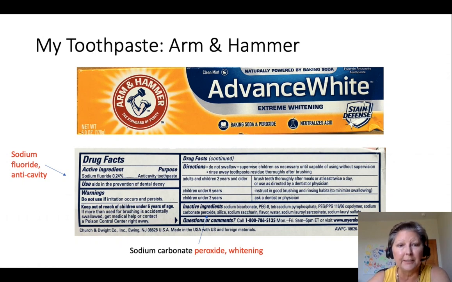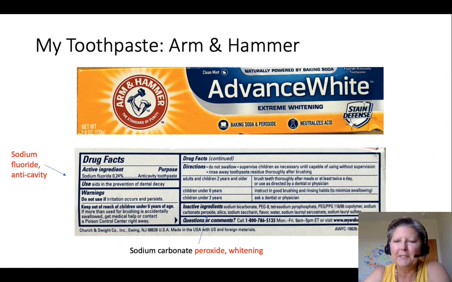Some whitening toothpaste may just have an abrasive, but most of them, if they really say they're whitening, then they're containing peroxides. You can see they're listed under inactive ingredients. The active ingredient is sodium fluoride, up on the upper left. But down under the inactive ingredients, there's sodium bicarbonate. That would be a base to neutralize acid. And that's one of the reasons I like this toothpaste, is I like the taste of baking soda. That's sodium bicarbonate, baking soda.